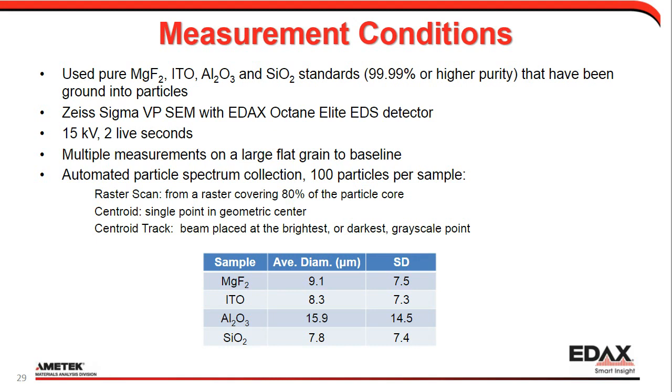For raster scan, it's a raster covering 80% of the particle core. For particle centroid, we park the beam in the geometric center of the particle. For centroid track, the beam is placed at the brightest or darkest grayscale point of the particle. So for each sample, we did raster scan and 2 different types of single point acquisition.